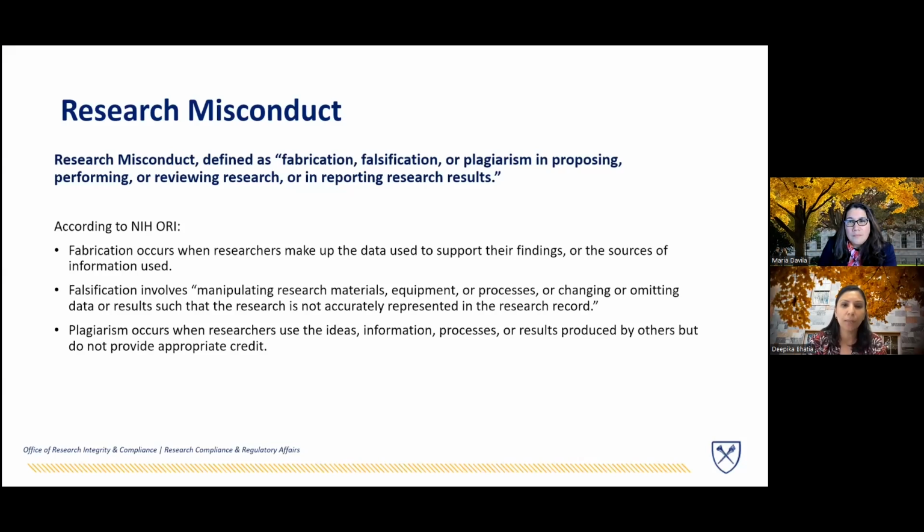In its simplest form, research misconduct, according to the federal regulations, is defined as fabrication, falsification, or plagiarism in either proposing, performing, or reviewing research, as well as in reporting of research results. This does not include any honest errors or any difference of opinion. And NIH further defines what fabrication is, what falsification is, and when plagiarism happens.